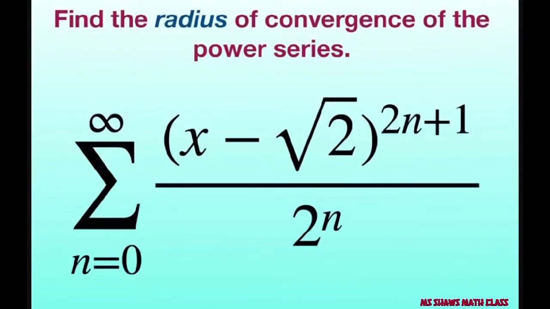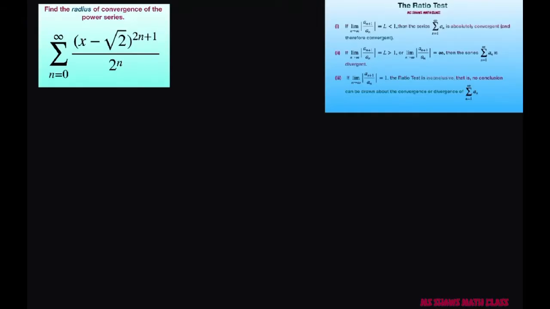Everyone, we're going to find the radius of convergence of the given power series. We're going to use the ratio test given here, and we're going to check for when our limit is less than 1, it's convergent, greater than 1, it's divergent.